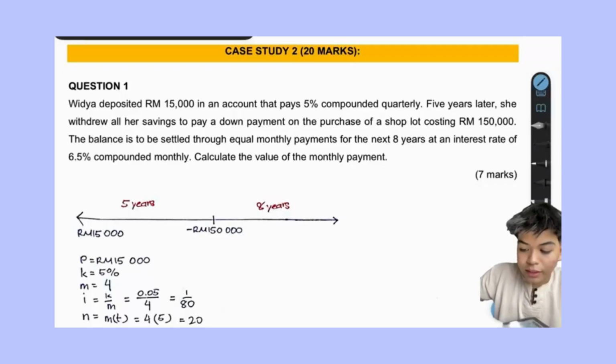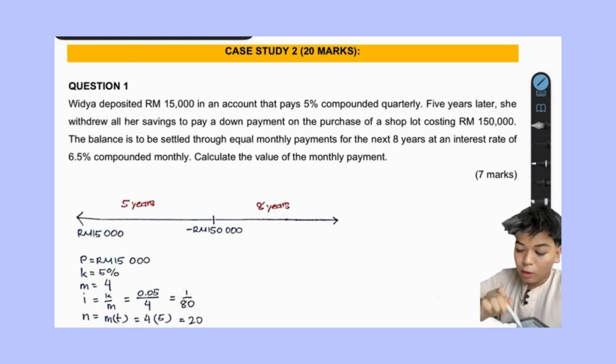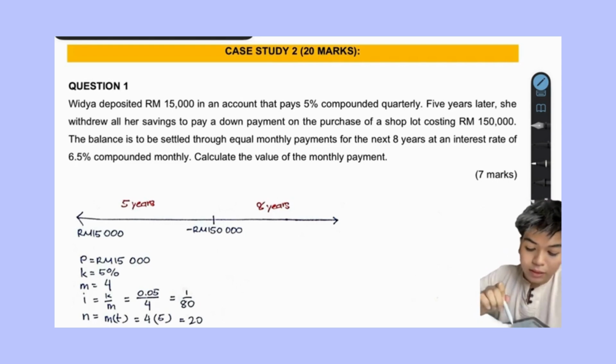Okay, study 2, question 1. Vidya deposited RM 15,000, which is the value of P, in an account that pays 5%, the value of K, compounded quarterly. So M equals 4 because it is compounded quarterly.